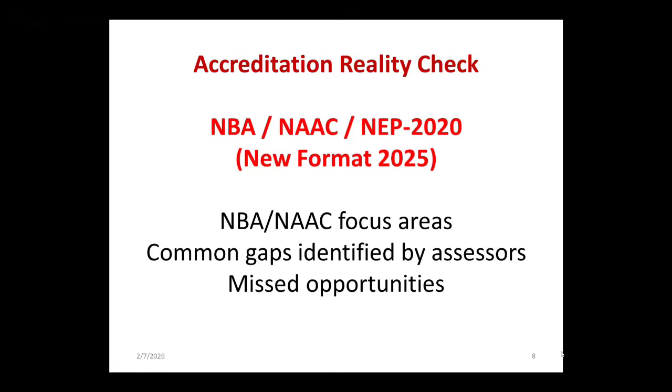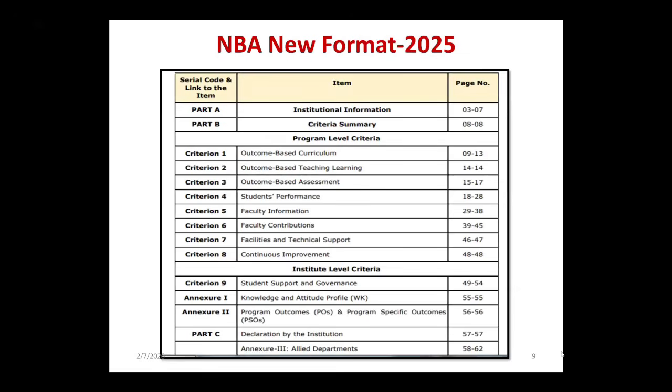For NAC and NBA, I am going to the new format implemented in 2025. As per this new format of 2025, a total of 9 criteria are there. As per the discussion by our previous speaker, Phate sir, 2 days back, he gave the details about how the NBA format changed. These 9 criteria are divided into program level, where total 8 criteria are there, and one institute level criteria, that is criteria number 9.